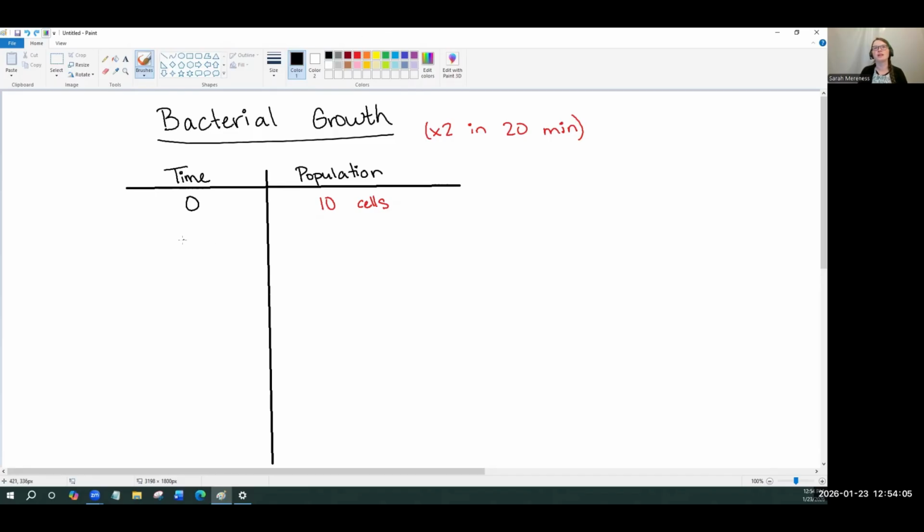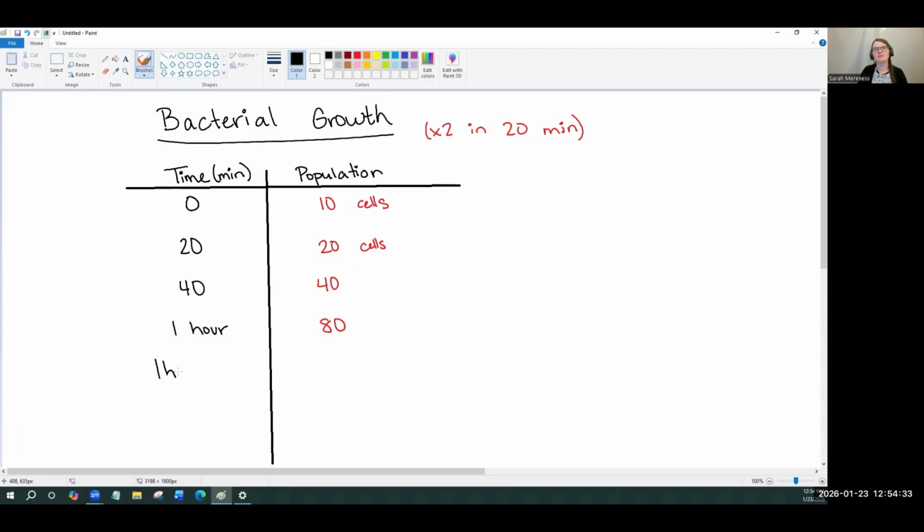10 cells. Okay, 20 minutes later, so this is in minutes. If we're doubling, you now have 20 cells. Well, not the end of the world. Like I said, 10 is a very conservative amount. At the 40-minute mark, we have double that number, 40. At the 1 hour mark, 60 minutes, right? Double 40, we have 80.